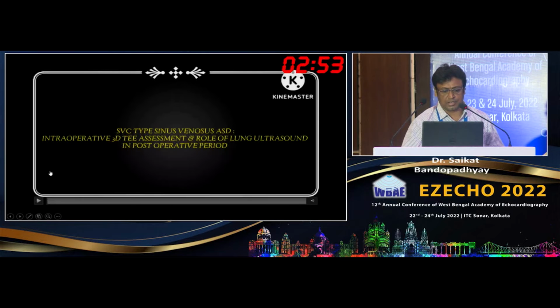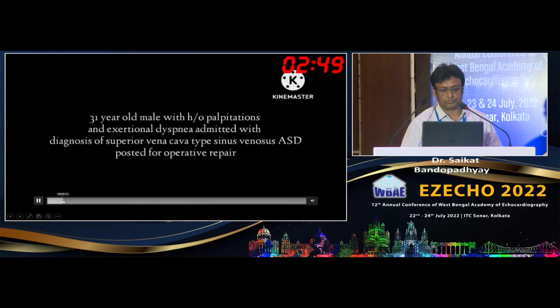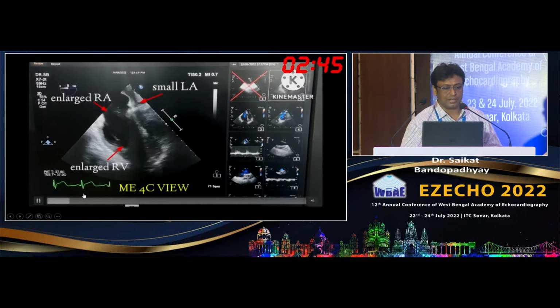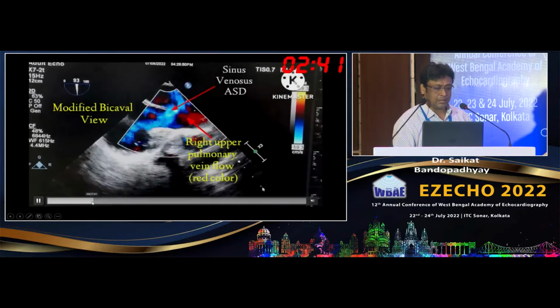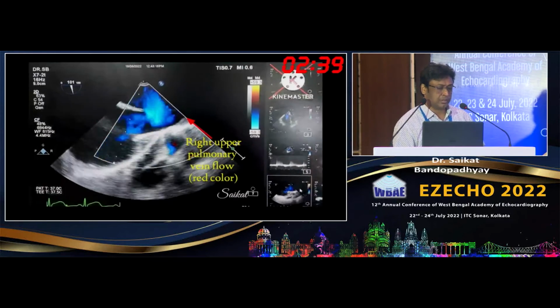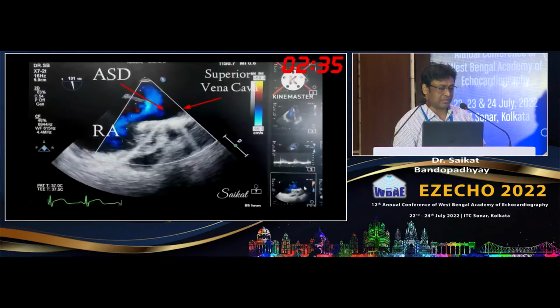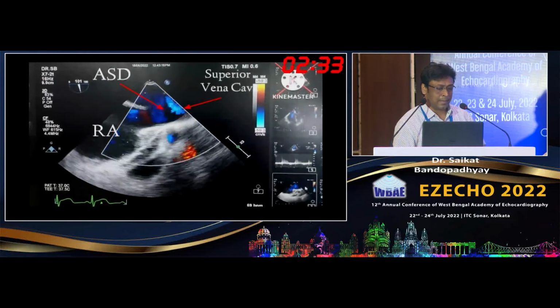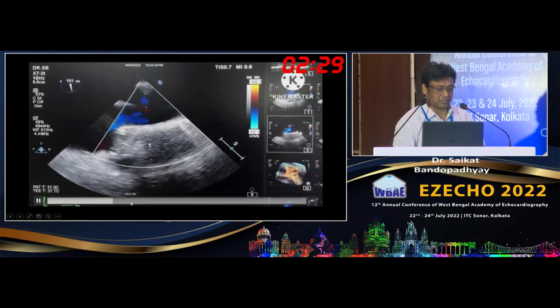This is a case where we had a sinus venosus ASD, and we are going to review with a 3D. A 31-year-old male with a history of palpitations, enlarged RA and RV, nothing over here apart to suggest. Now this is the bicaval view modified. You can see the right upper pulmonary vein draining at the junction between the defect and the SVC. And on a 3D, it's very interesting to just increase the elevation plane.